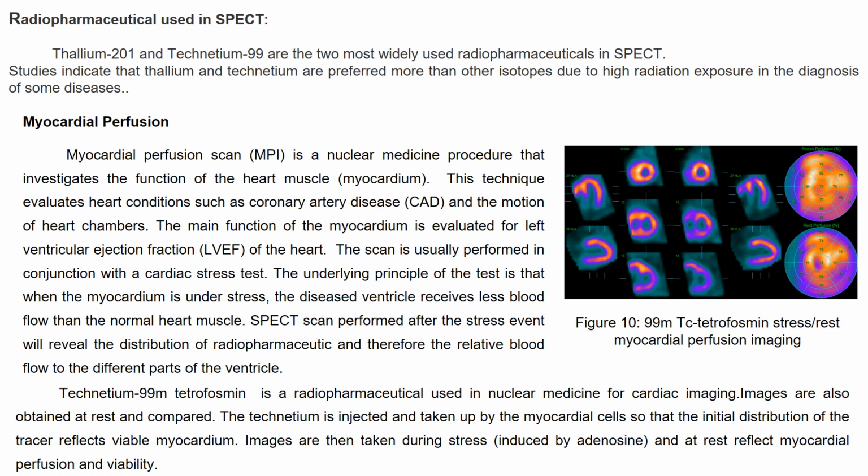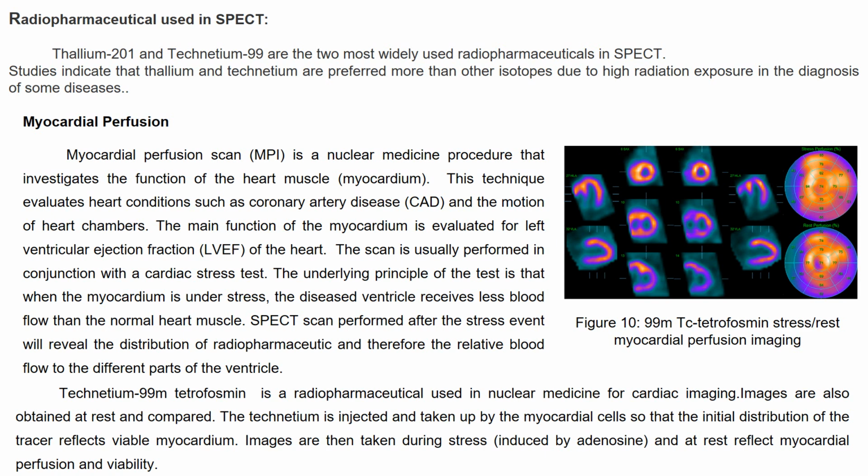The underlying principle of the test is that when the myocardium is under stress, the diseased ventricle receives less blood flow than the normal heart muscle. A SPECT scan performed after the stress event will reveal the distribution of radiopharmaceutical and therefore the relative blood flow to the different parts of the ventricle.